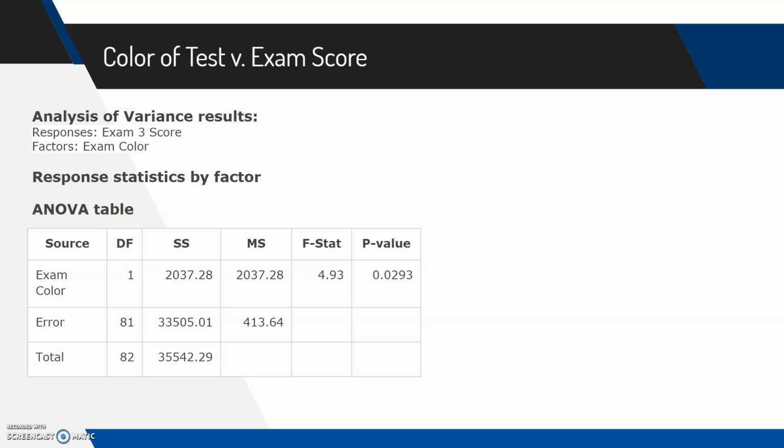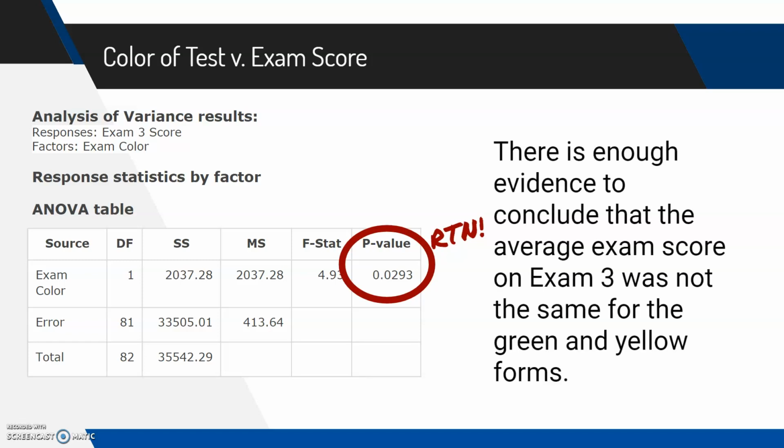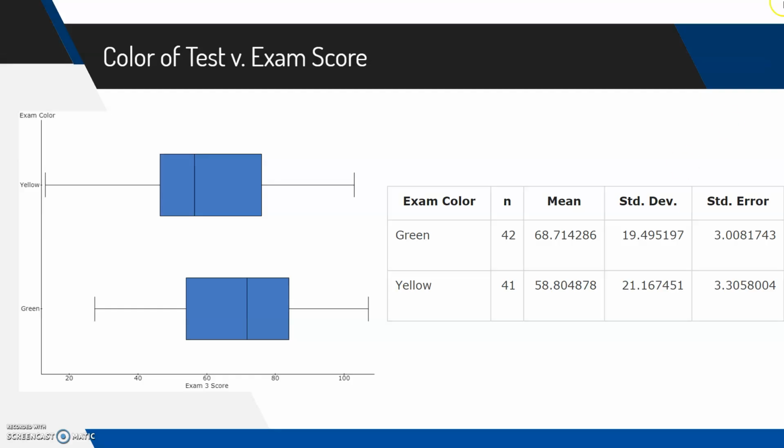But ignoring all that, I still ran analysis of variance, ANOVA, and I got a p-value of 0.093. So I can reject the null, and I can conclude that there's statistical evidence that there is a difference in the average exam score between the yellow test and the green test, right? That's what ANOVA talks about, this average, and my quantitative variable was exam 3, so the average exam 3 score was not the same for those different categories, in this case the green and the yellow forms of the test. And if we went back to this, we can actually note that the green test was much higher performing, right?